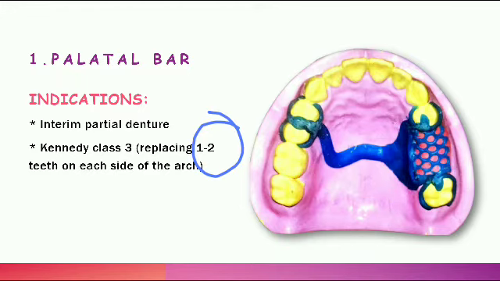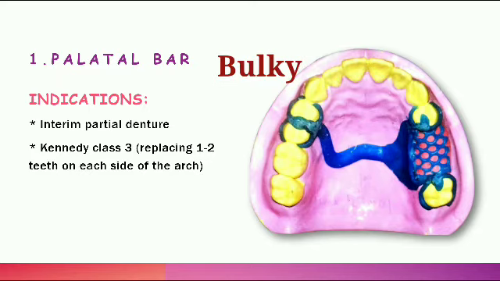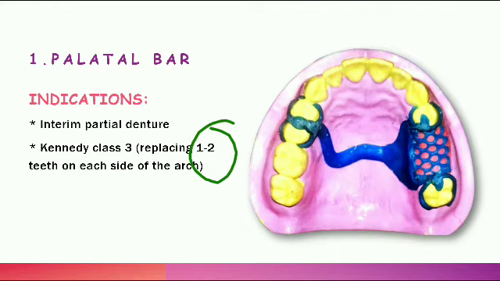If you have a long edentulous space, that is you need to replace 3 or 4 or 5 teeth, you cannot use palatal bar. Why? The reason being that since it is a long edentulous space, for more rigidity you will have to make this palatal bar more bulky. So it will be more uncomfortable to the patient. The patient won't be able to adapt to this bar. Hence you cannot use it in Kennedy class 3 for a long edentulous span. But of course you can use it for replacing 1 to 2 teeth in case of Kennedy class 3.